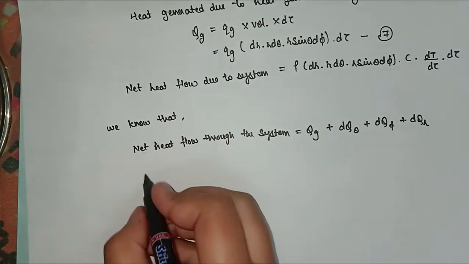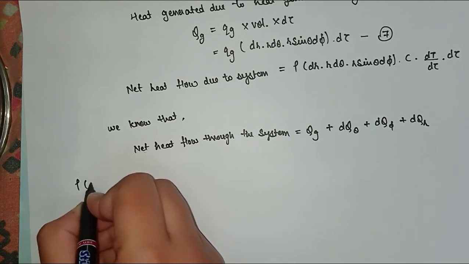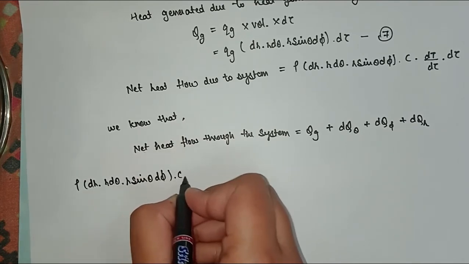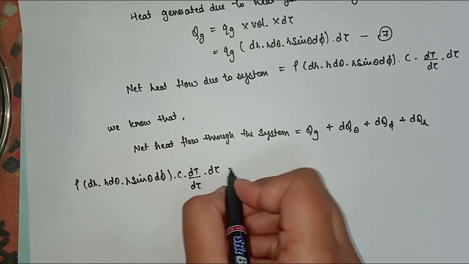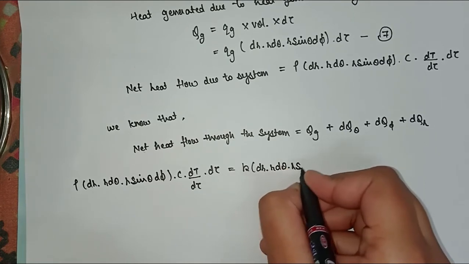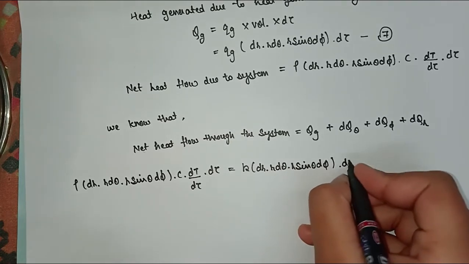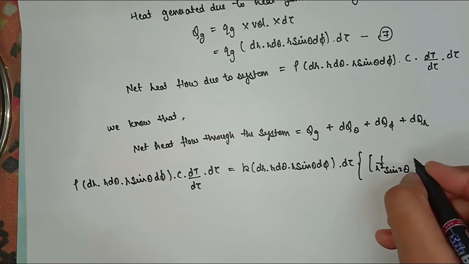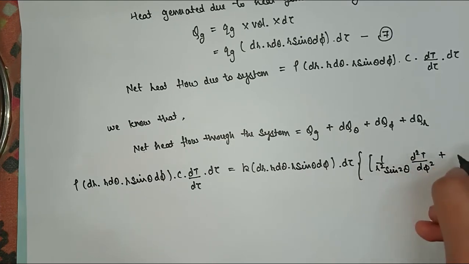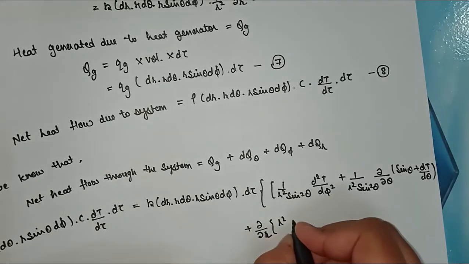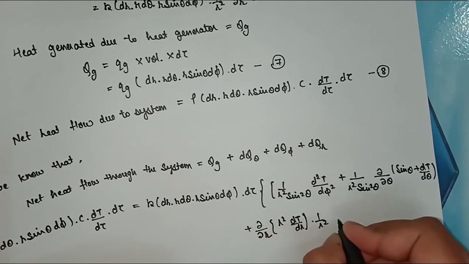Now substituting the values of all these, we will get density into volume into c into dT equals k into volume of system multiplied by time interval, and whole multiplied by 1 by r² sin²θ ∂²T by ∂φ² plus 1 by r² sinθ ∂/∂θ of (sinθ ∂T upon ∂θ) plus 1 by r² ∂/∂r of (r² ∂T by ∂r), plus qg.